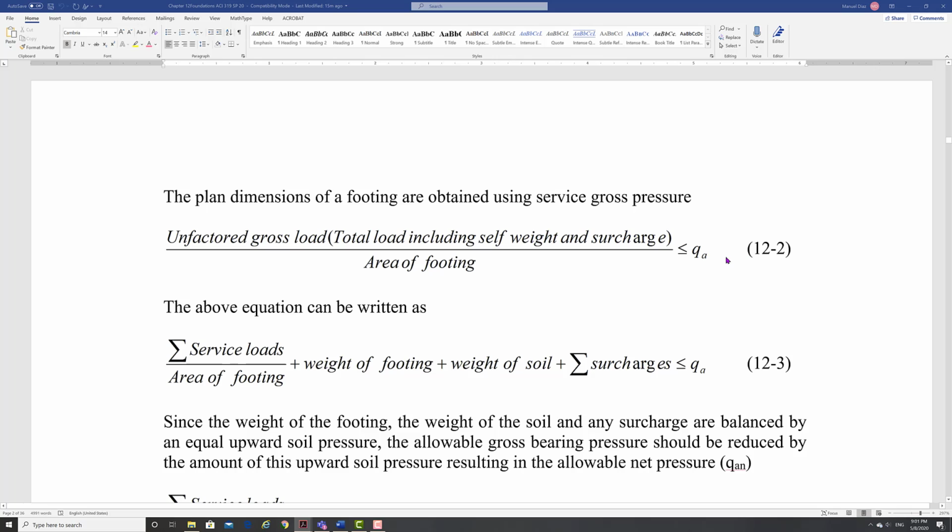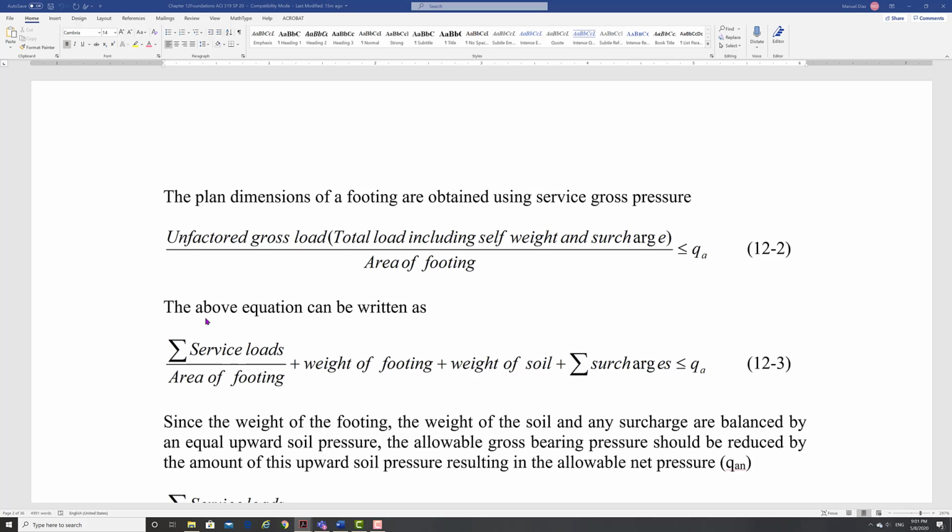So then your unfactored gross loads, total loads, divided by the area of the footing has to be always less than or equal to your gross allowable value, right? And so what that means is you have to have your service loads coming from the column, divided by the area of the footing. Now this is a problem, right? Because we are designing our building with factored loads. Our reactions are factored loads. But for the footing, I need service loads.